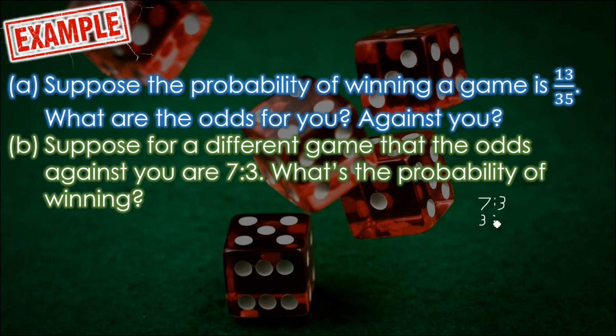Make this nice and thick. 3 to 7. So if these are the odds for me, then what is the probability that I win? Well, I know that there's 3 winning outcomes for me, but how many total outcomes are there? Well, there's 3 winning ones and 7 losing ones, so I guess there must be 10, right? The probability of my success must be 3 out of 10, which is a smooth 30%.